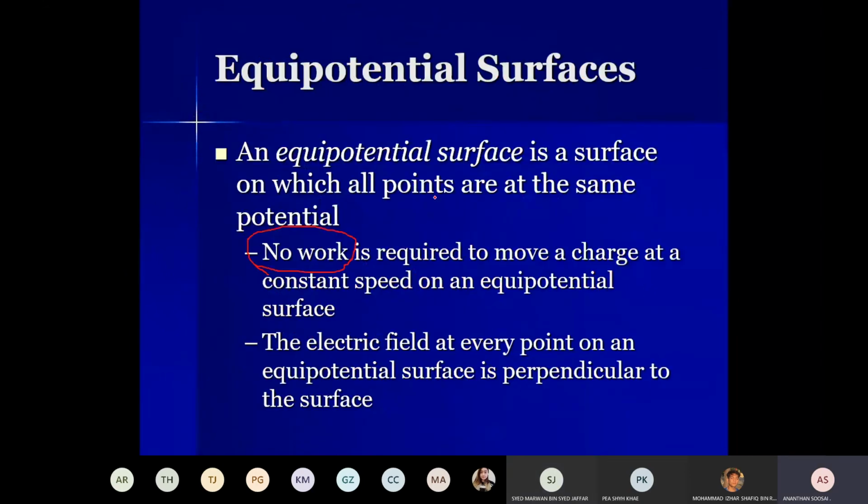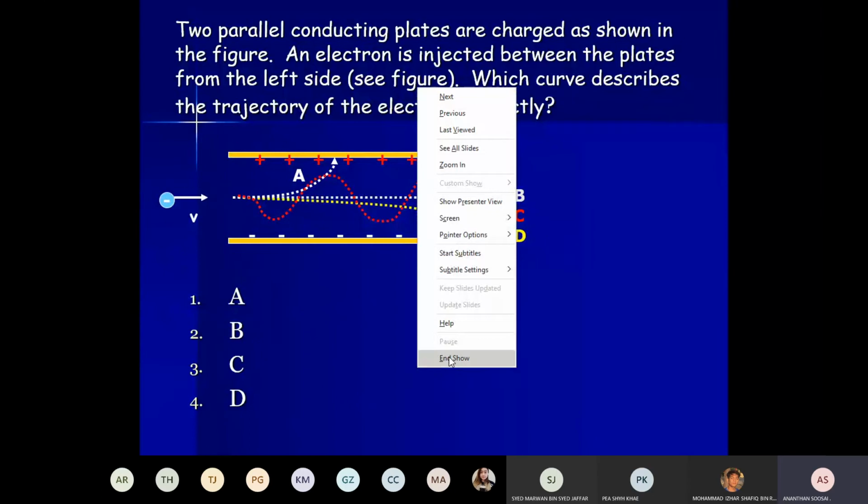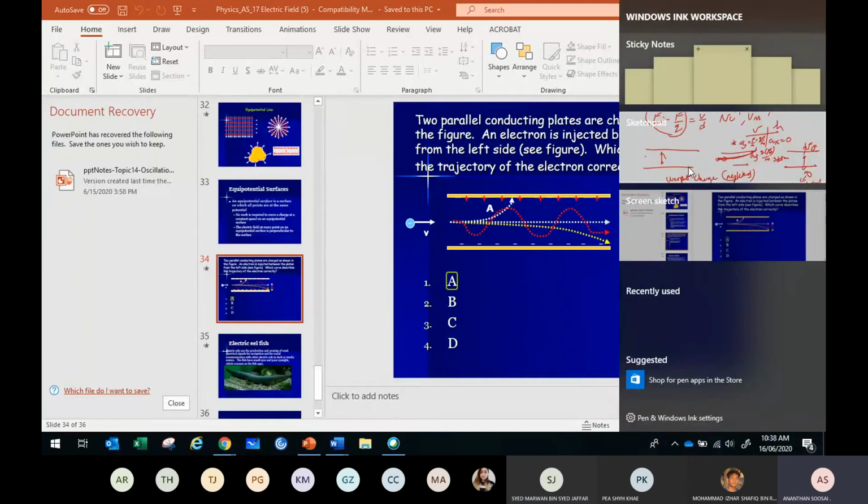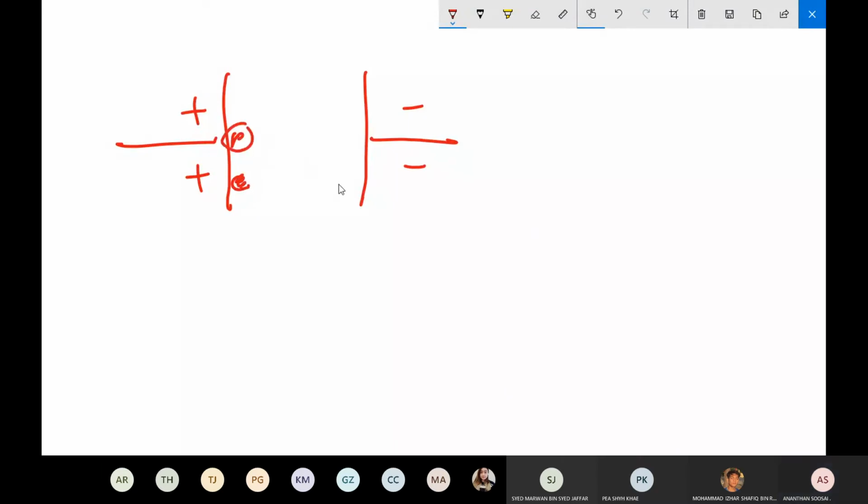Okay, so let me ask questions now. I have lots of questions in my mind. These are the tricky ones. Let me show on the whiteboard. You have a parallel plate like this. This is positive, this is negative. You have a proton here, and you have an electron here. Proton on the positive plate, electron on the negative plate, both in the same electric field.